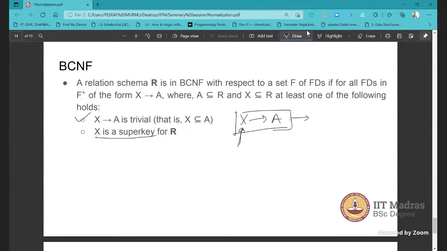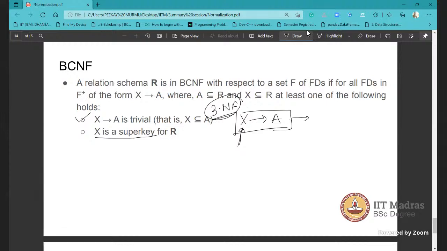So can you tell me what is the difference between the third NF and the BCNF? Anyone? Sir, third NF said that the left hand side should be non-prime attribute, and BCNF is stricter and says that it must be a super key. Okay.